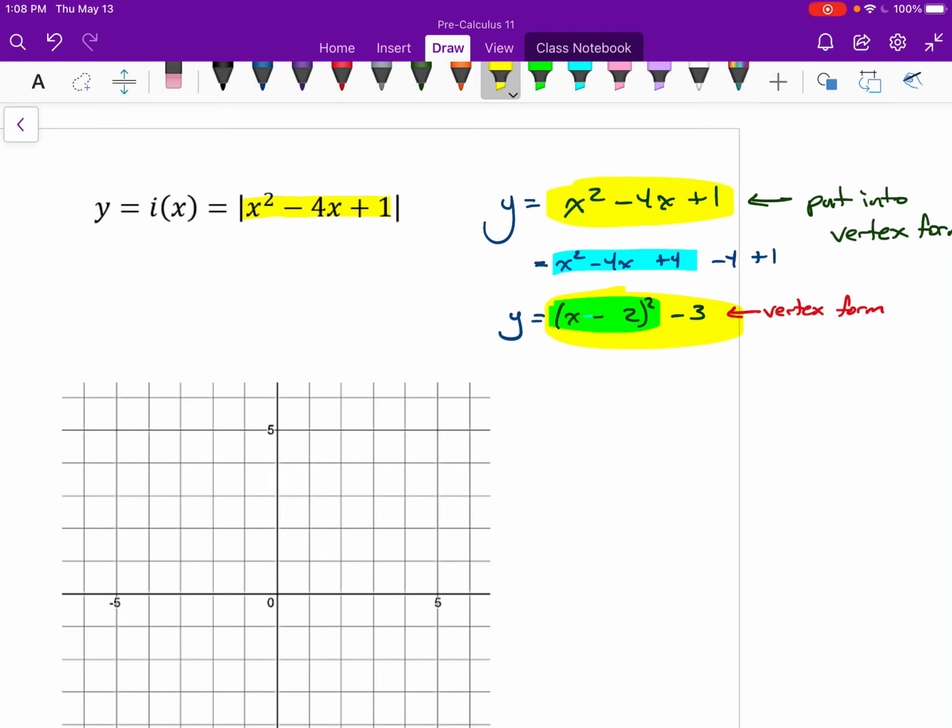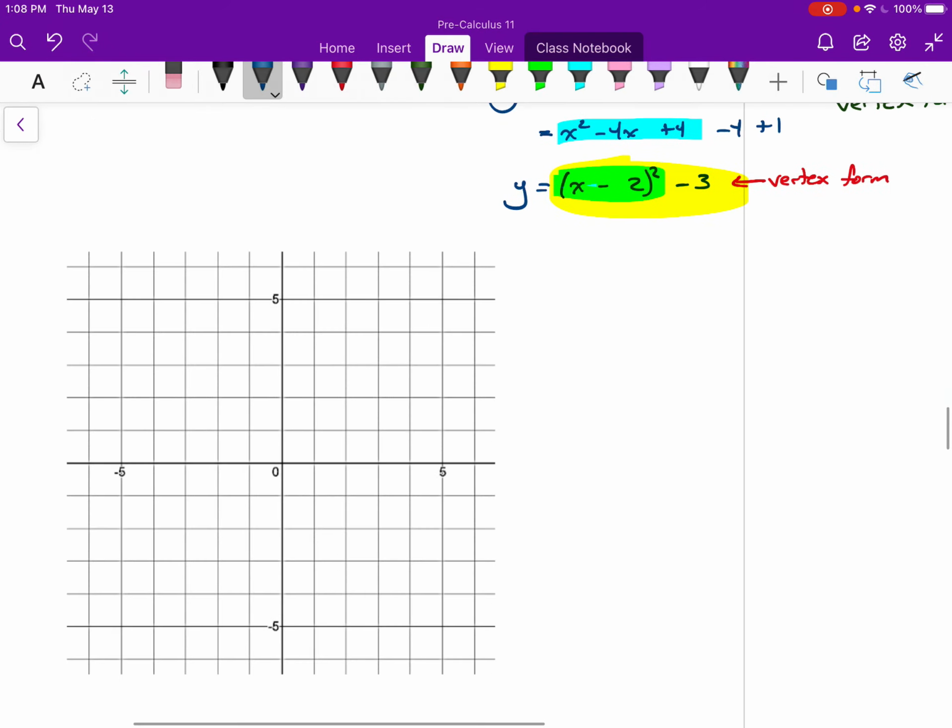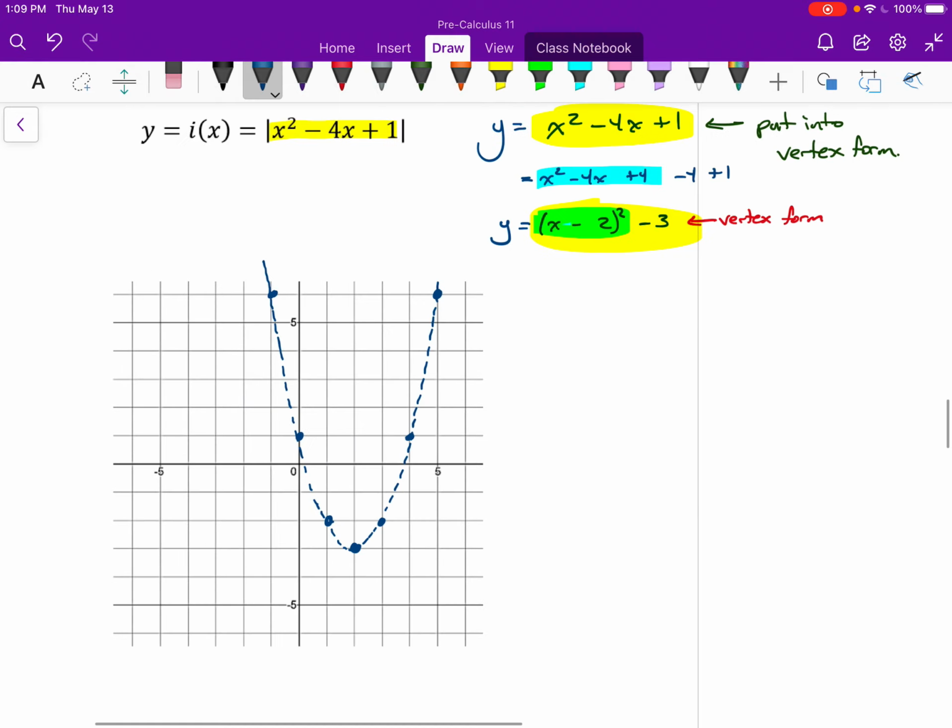But again, I'm still ignoring the absolute value for the time being. So this function has a vertex at 2 comma negative 3. So 2 over and 3 down, it opens up. There's no reflection, there's no stretch. So I can visualize these other points quite quickly. And again, this is the graph of the function that I'm finding the absolute value of. So in this case, this is the graph of y equals x squared minus 4x plus 1, or in vertex form, x minus 2 squared minus 3.